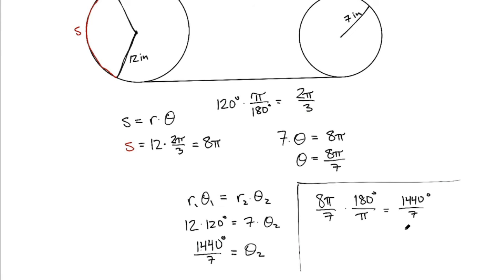So those are two different ways of approaching this problem. You can find the arc length of one, then go do the arc length formula for the other, plugging in that arc length that you know, or you can just set those two arc length formulas equal to each other and plug in everything that you know.